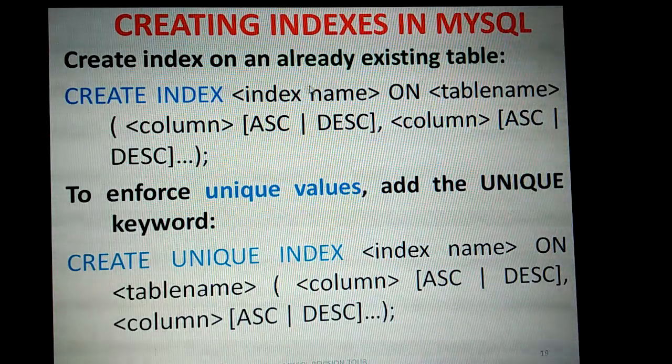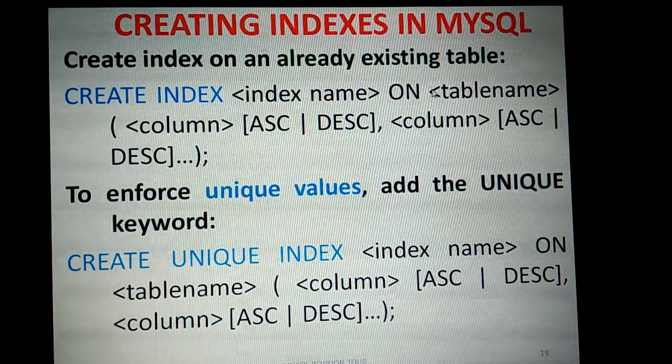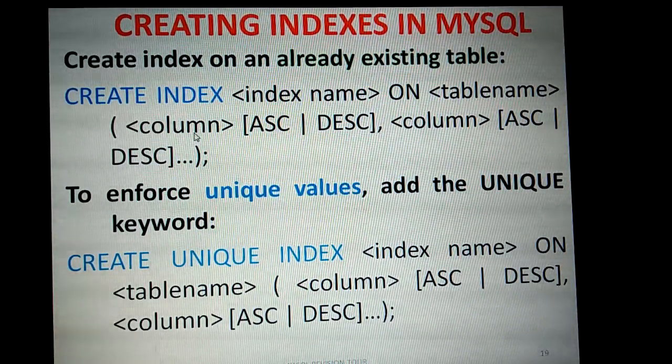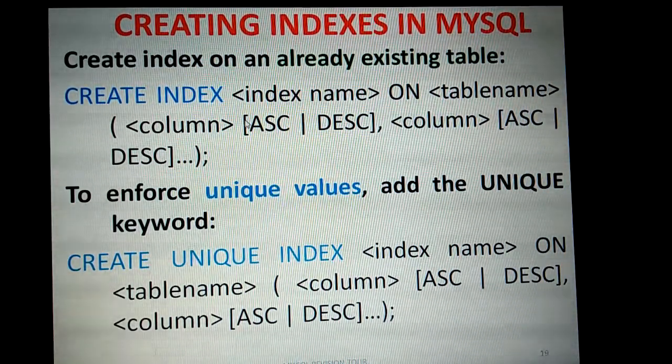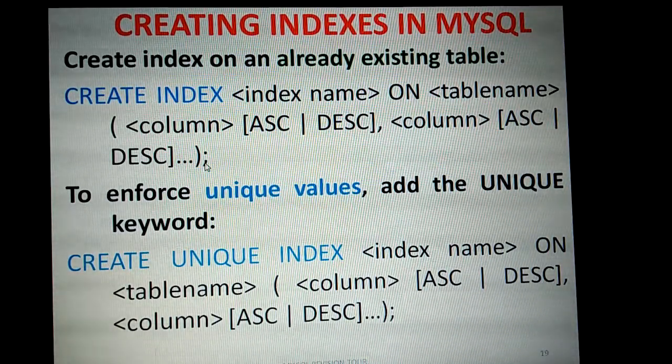Next is creating an index on an already existing table. Here we can use this syntax: create index, index name, then on which table we are going to create the index, that table name we need to give here, and then the columns we need to pick which we are going to assign as index. Then ascending or descending order we need to mention here, and at the end close the parenthesis.